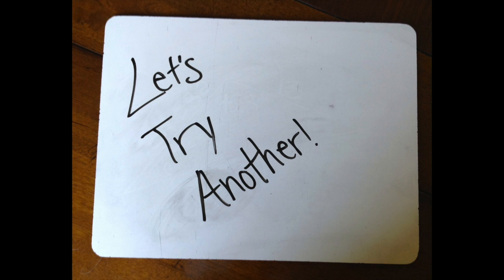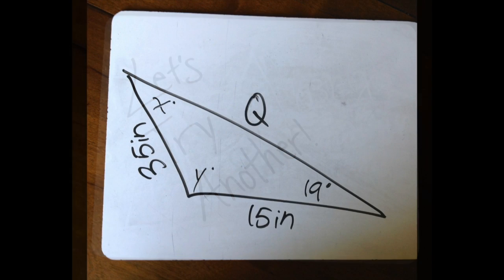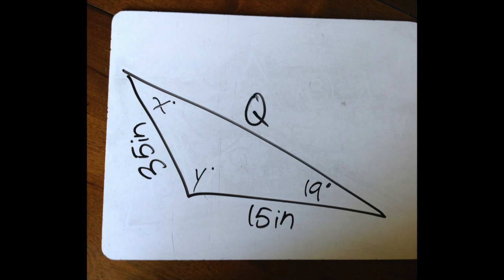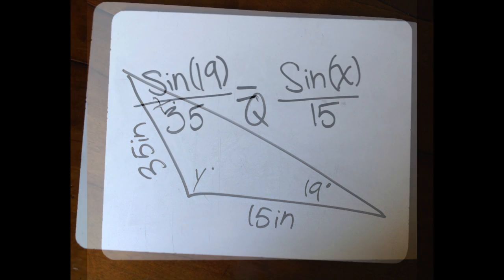Let's try another example. With this triangle, we have angles x and y and an angle measurement of 19. We also have the side lengths of 15 inches, 35 inches, and then side q. Even though they aren't angles A, B, and C, or sides A, B, and C, the same principles can be applied with different numbers or variables.